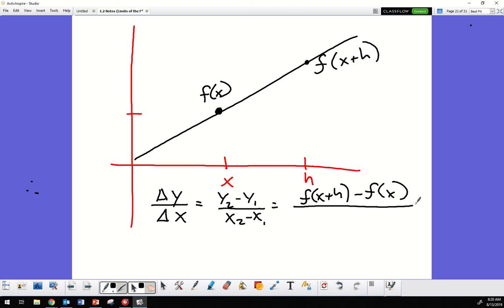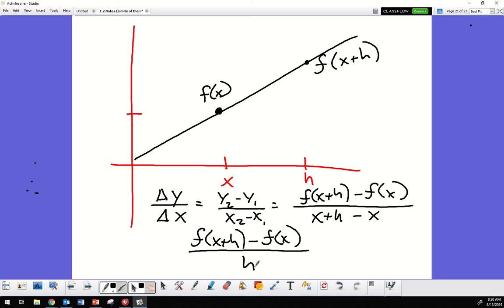Because remember, it's some value that I added to this one right here. So this one would be x plus h minus x, and then combine my terms. It's some arbitrary value I added to that to get to that. So now, combining like terms, I'm going to come up with f of x plus h minus f of x, all over h.